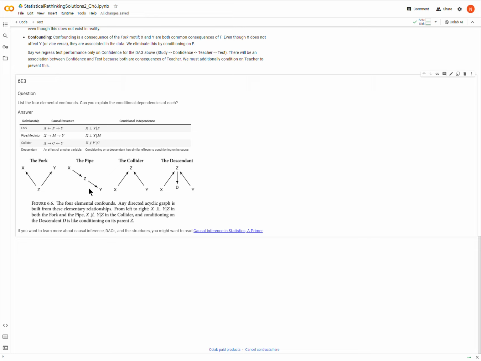To continue on this, we could also have a descendant in the pipe. You could have M or Z in the pipe have its descendant, and conditioning on that will be similar to conditioning on the middle variable. And similarly for the fork, if we had a descendant coming off of the Z variable in the fork, conditioning on that D would be like conditioning on the fork. Okay, so that is it.